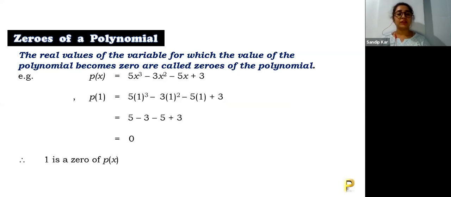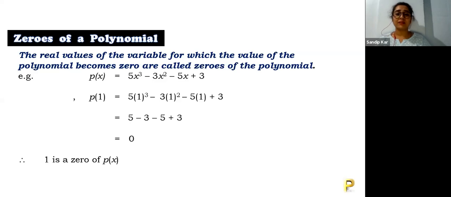So we'll get 5. 5 into 1 is 5. 3 into 1 is 3. 5 into 1 is 5 and 3 as it is. Okay, so 5 minus 3 minus 5 plus 3. If you solve this further, you'll get the answer as 0.